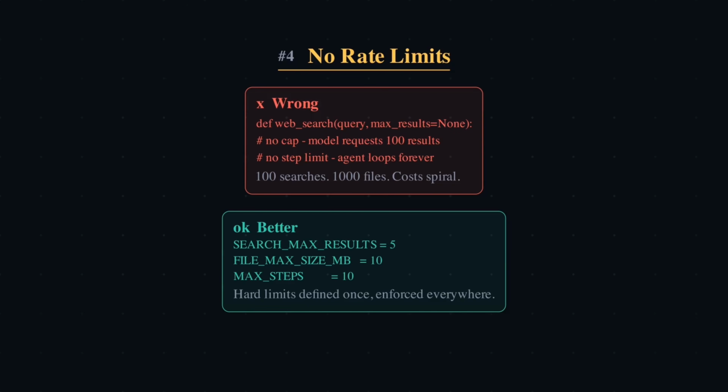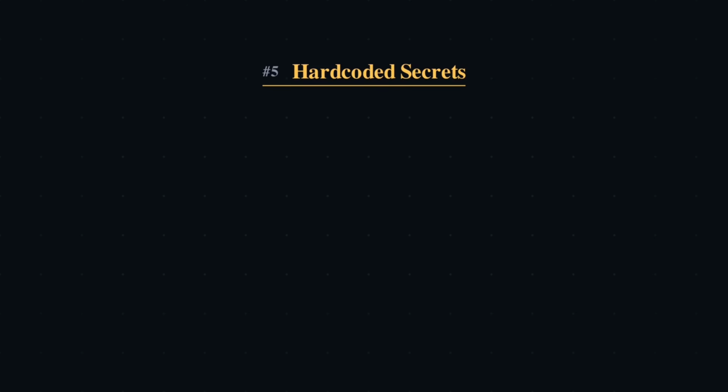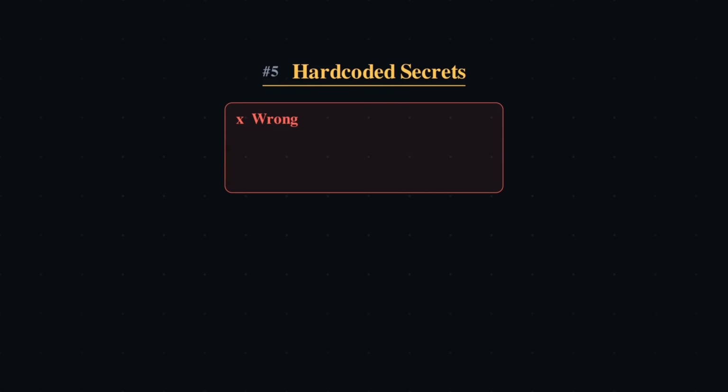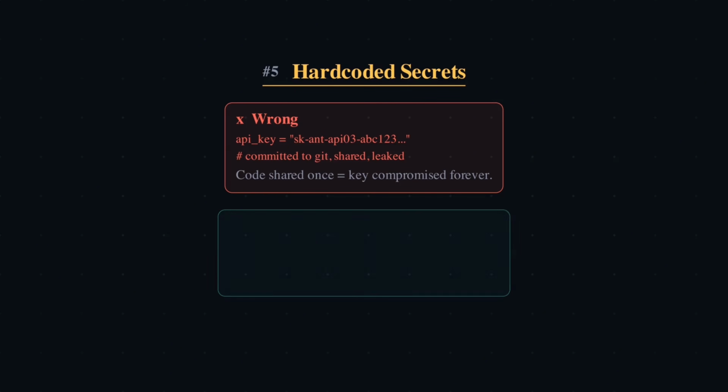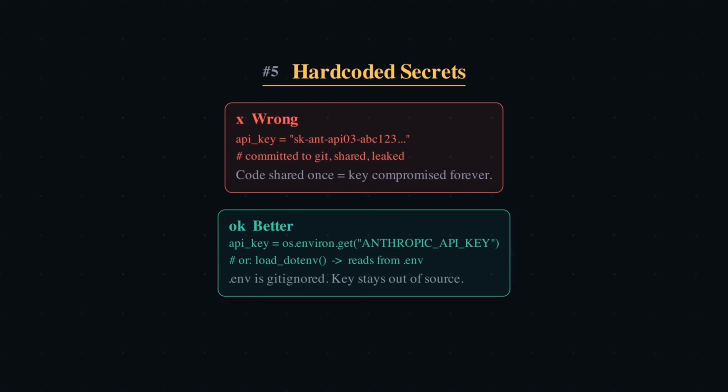Fourth is no rate limit or validation. The agent can call the tool as many times as it wants. It searches 100 times, it writes 1000 lines, your cost spirals. So better is to have tool level limits. Max results is equal to 10, max file size is equal to 1 MB, max calls per task is 5. So this can be a way to avoid that.